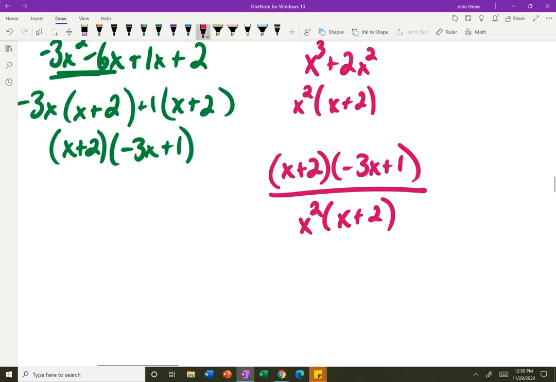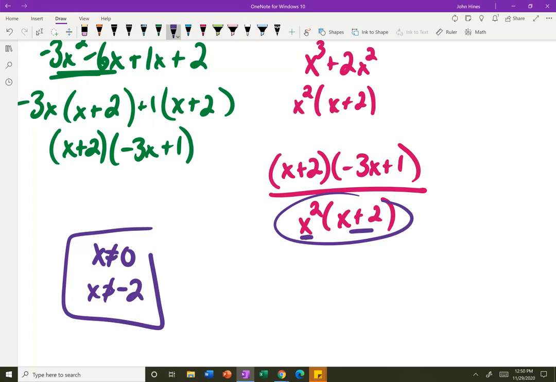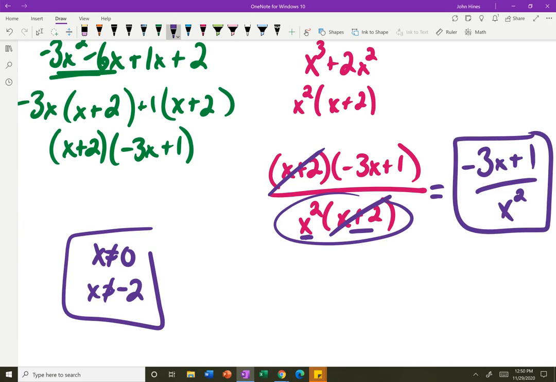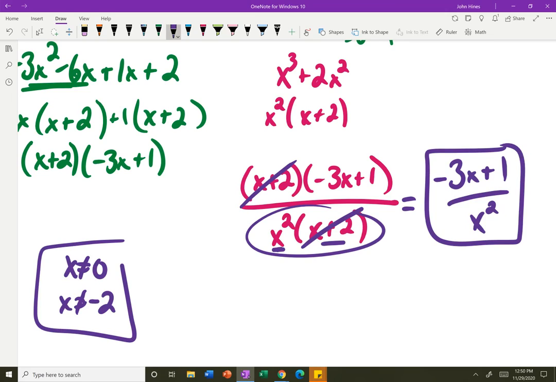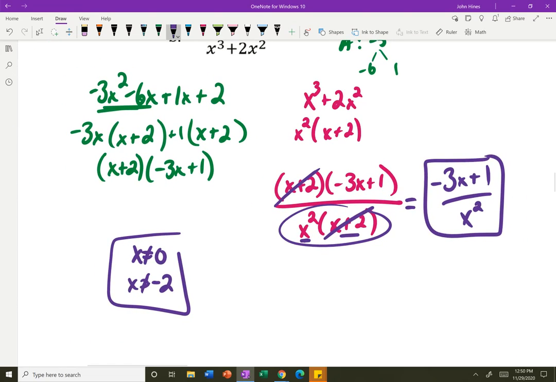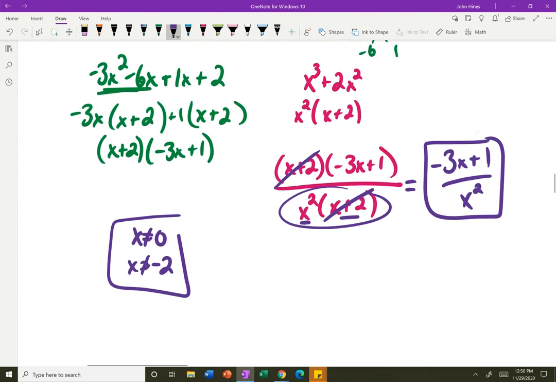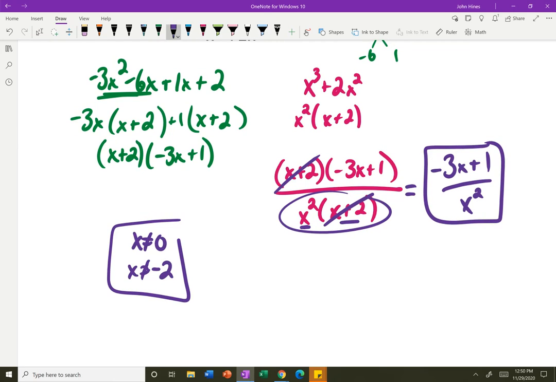So let's deal with undefined. When am I undefined? Let's focus on the bottom. Well, x can't be 0, or x cannot be negative 2. Those make me undefined. And I'm going to slash out my common factor to simplify that expression all the way down to just that. Instead of plugging in something up there, I'd much rather just plug a number into here to compute that expression. So this expression is equivalent to the original one. And these are what make me undefined.